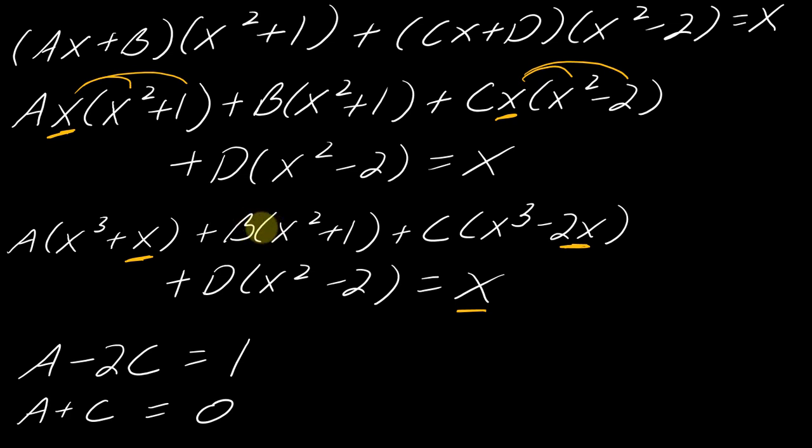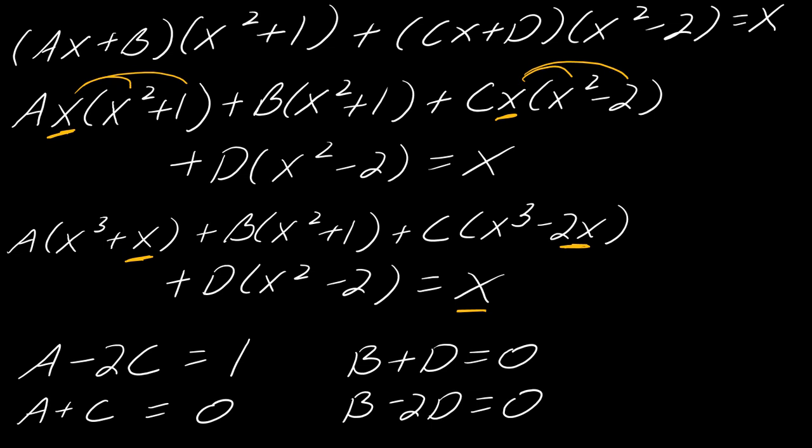And then let's see. So I have my squared terms. So I have this bx squared and this dx squared. So that's going to say b plus d equals 0. And then finally, b jumps off of this 1 and d jumps off this negative 2. So this will be b minus 2d equals 0. So here's the little weird system that I have now.